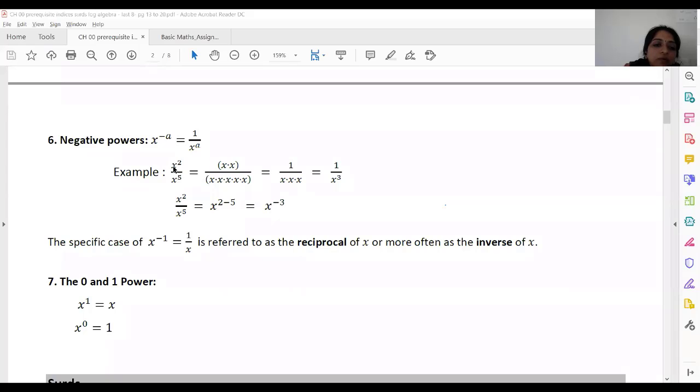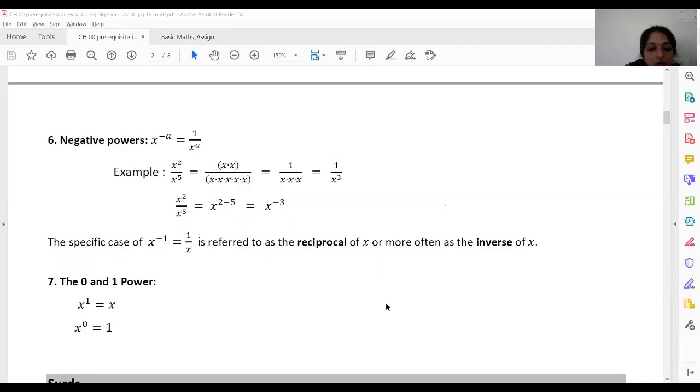Now the negative power: x raised to minus a is 1 upon x raised to a. So if we have x square upon x raised to 5, it means x raised to 2 minus 5, that is x raised to minus 3. It means we have a negative power, and this negative power we can represent as 1 upon x cube, which is also known as the reciprocal or inverse of x.